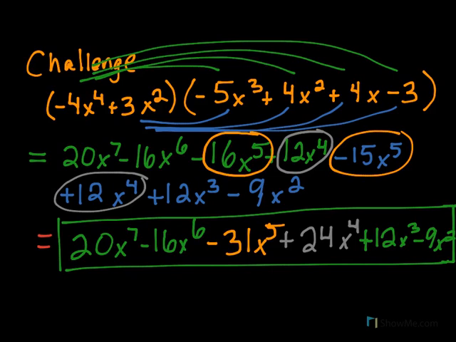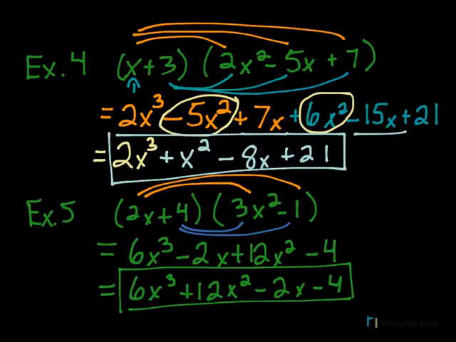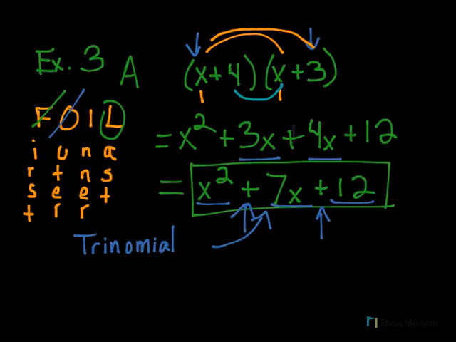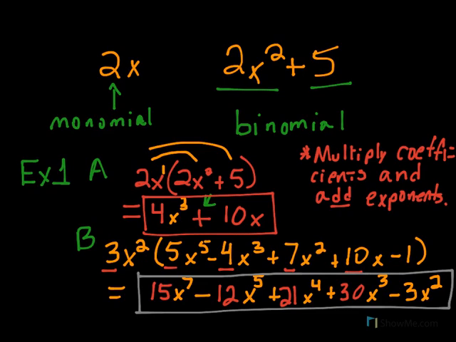I hope this helped. This is how you multiply binomials. This is everything that you need to know about multiplying binomials. Remember, if you go back to the basics, all you have to do every single time is multiply the coefficients and add the exponents. If you do those two things, you will always get it right.